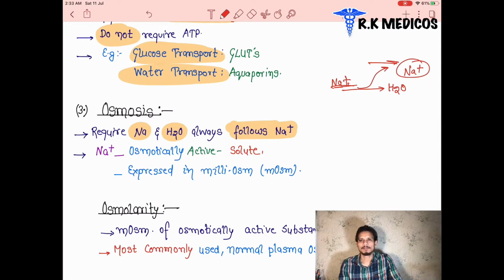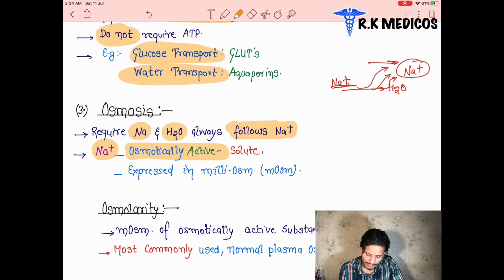Why? Because sodium plays the main key role in the transportation of water. When sodium is moving anywhere, the water is also going to the same side. We can see here that sodium is an osmotically active substance. It means they provide osmotic activity, and they are expressed in milliosmol.